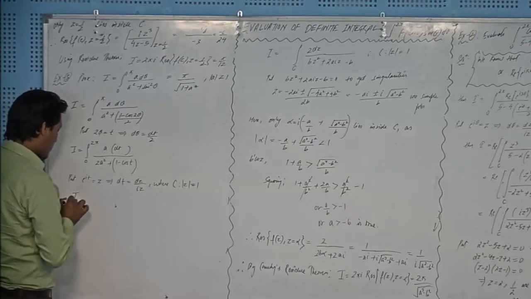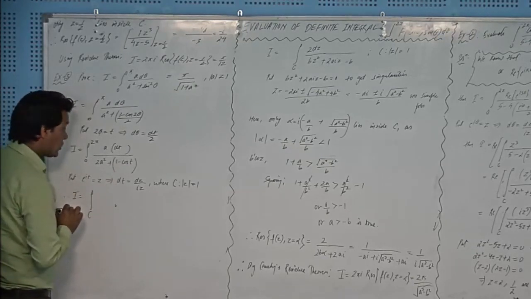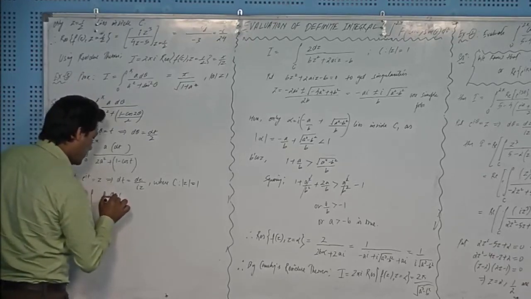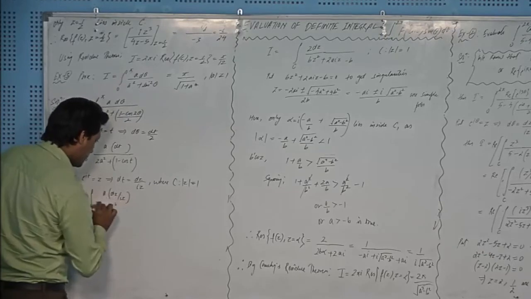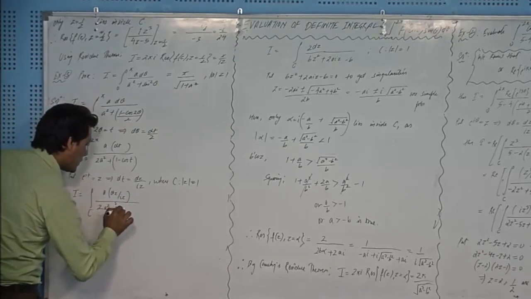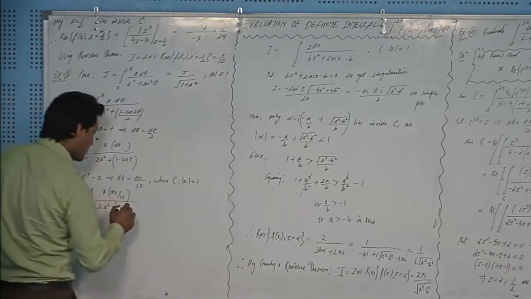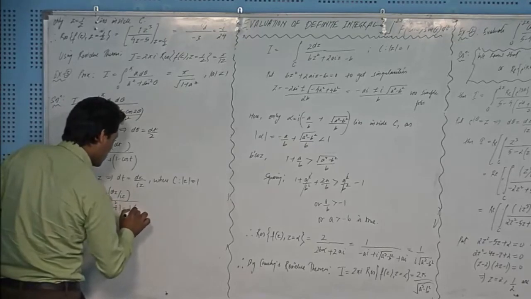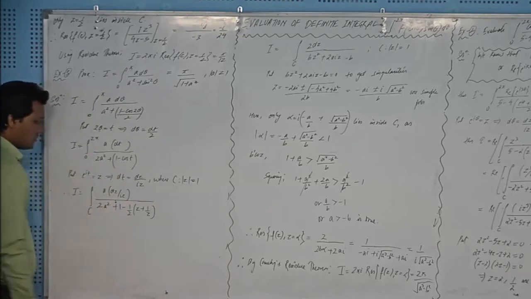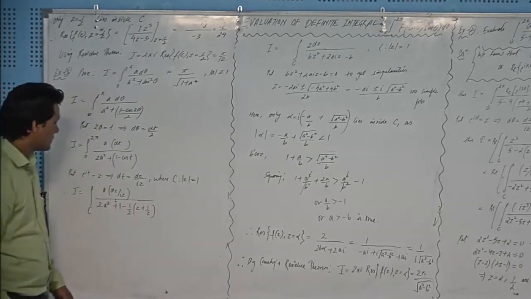So I will get I equal to the integral over c, mod z equal to 1, of a dz over iota z, divided by 2a square plus 1 minus cos t. Cos t is actually (z plus 1 by z) over 2, so ultimately you have your integrand in terms of z, right?